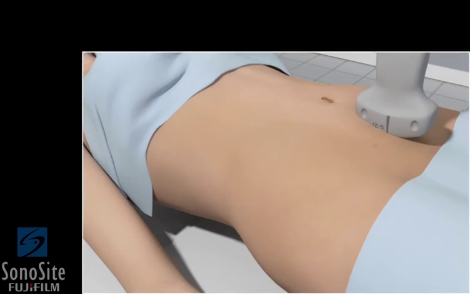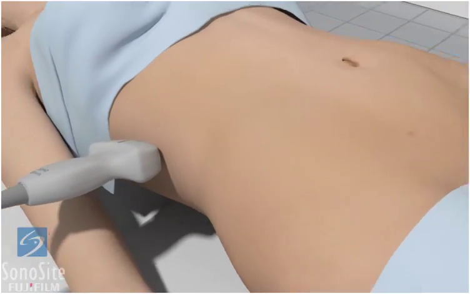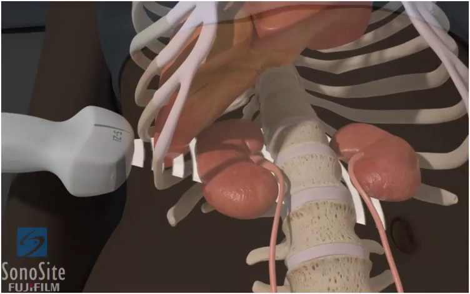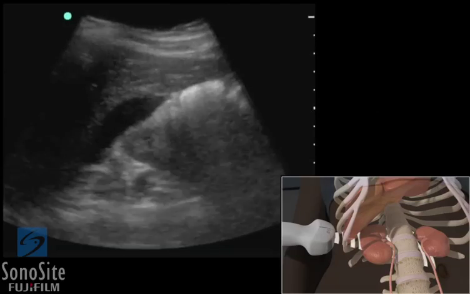The probe is moved to the right upper quadrant in the mid-axillary line with the marker facing the patient's head. Hemoperitoneum can be seen as a dark, hypoechoic stripe between the liver and kidney.